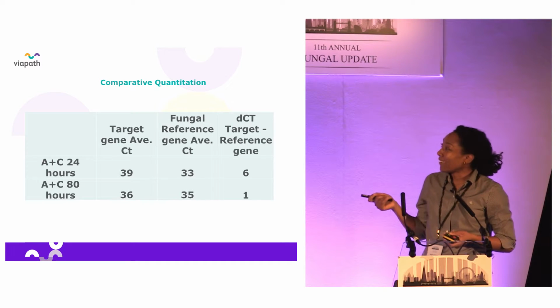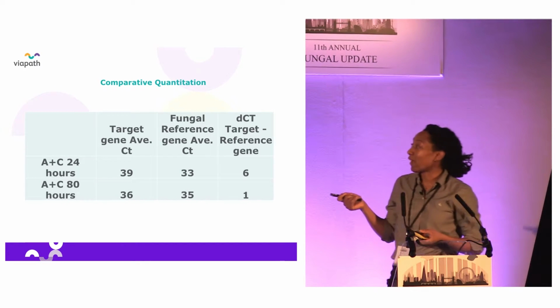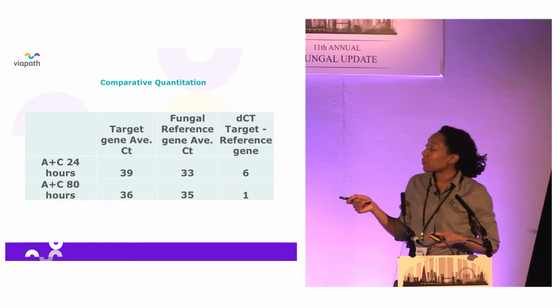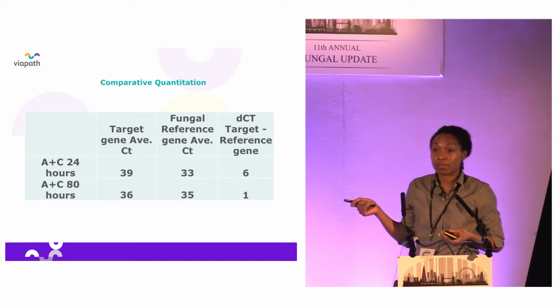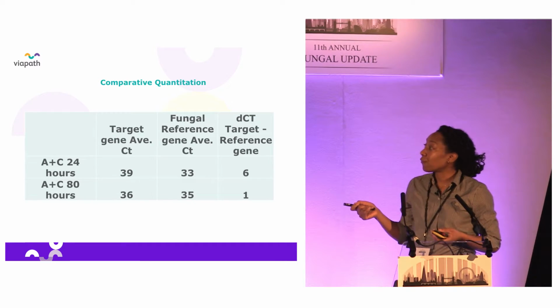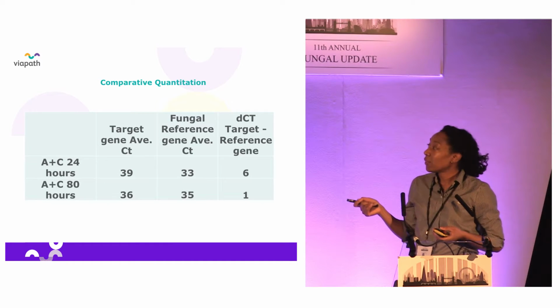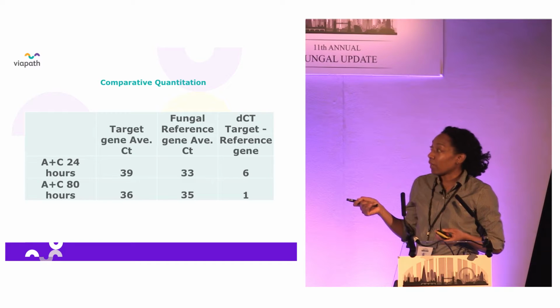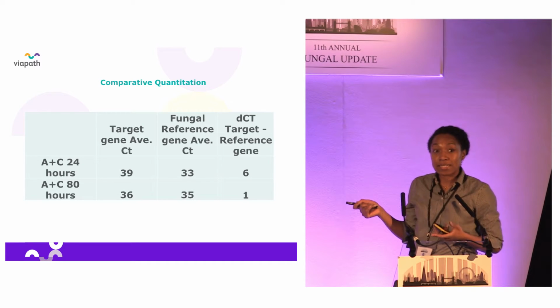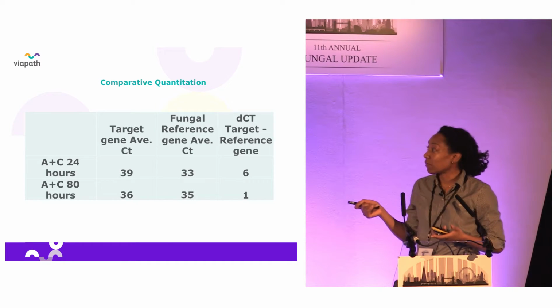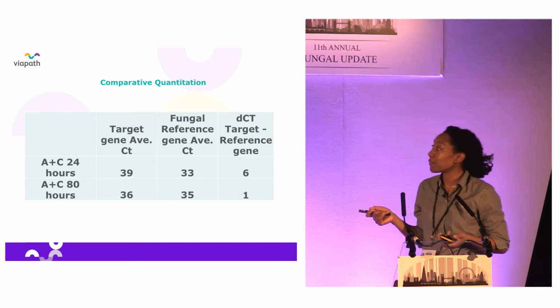This is the calculation of the CT value when averaged. So for 24 hours, that had a CT value of 39, and for the 80-hour sample, it had a CT value of 36. The difference between these two time points is deemed significant because there's the 3 CT difference.